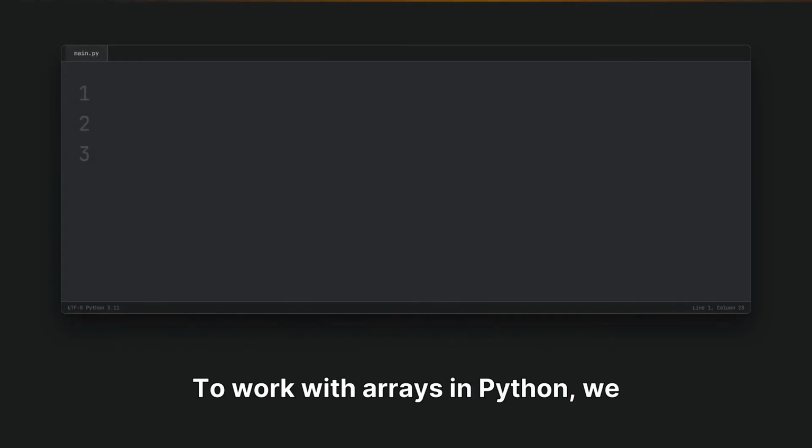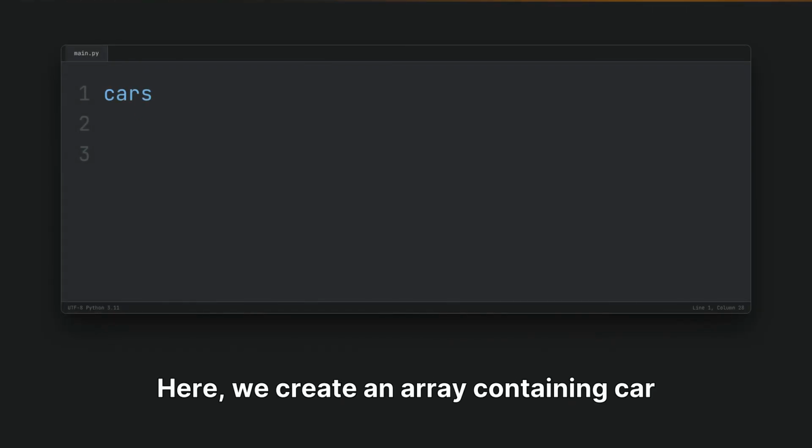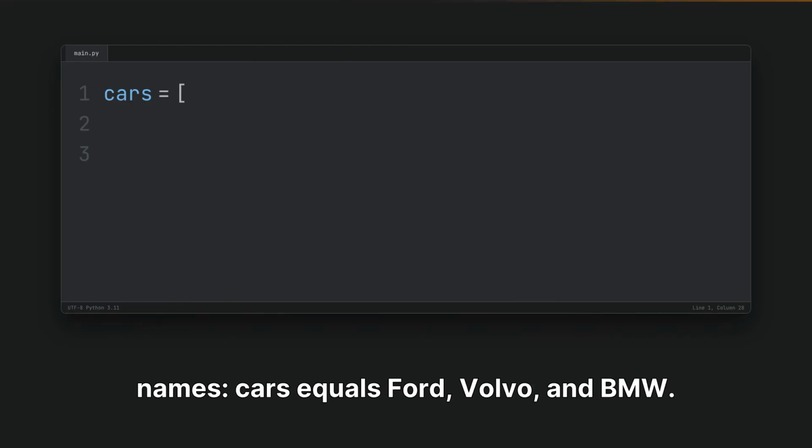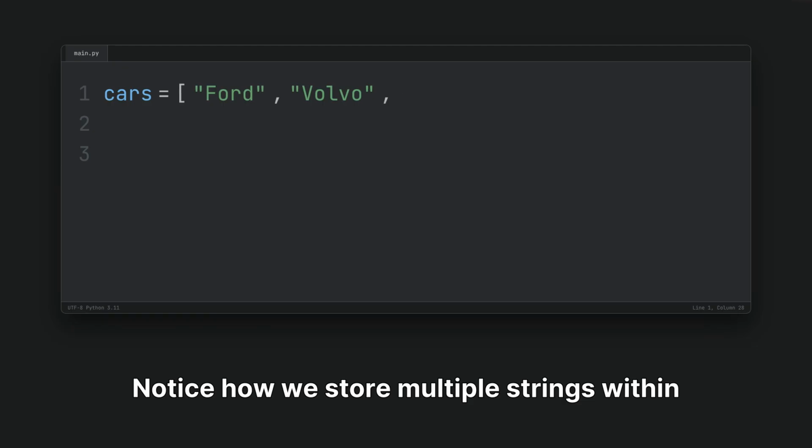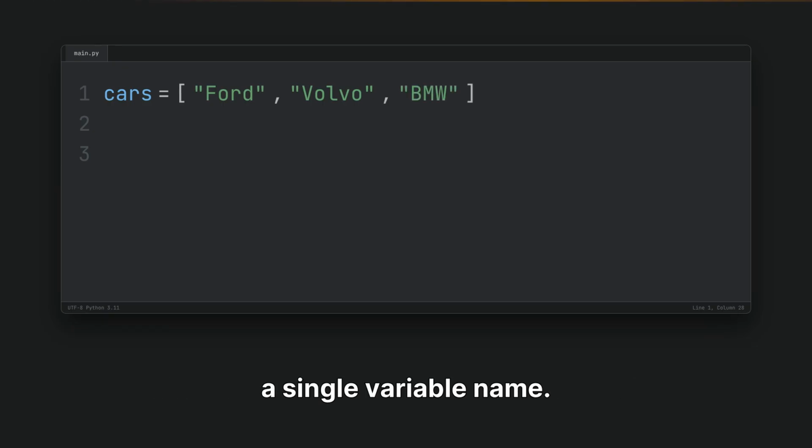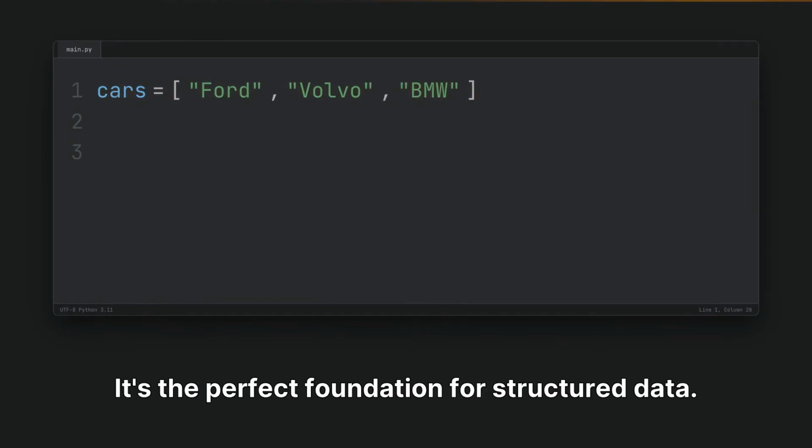To work with arrays in Python, we can use lists. Here, we create an array containing car names. Cars equals Ford, Volvo, and BMW. Notice how we store multiple strings within a single variable name. It's the perfect foundation for structured data.